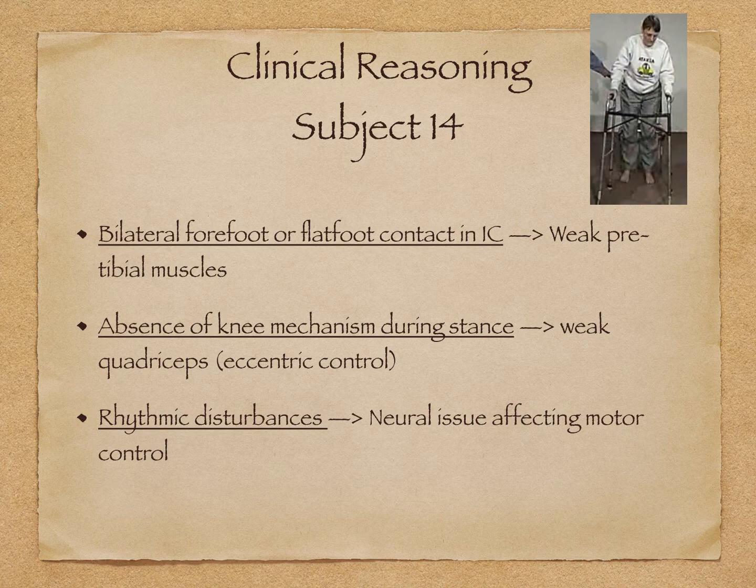So the clinical reasoning for subject 14 is as follows. The first is bilateral forefoot or flat foot contact in initial contact, and this could be due to weak pretibial muscles. Next is the absence of knee mechanism during stance, and this could be due to weak quadriceps, specifically the lack of eccentric control. And lastly, we see rhythmic disturbances, and this can be due to neural issues affecting the motor control.